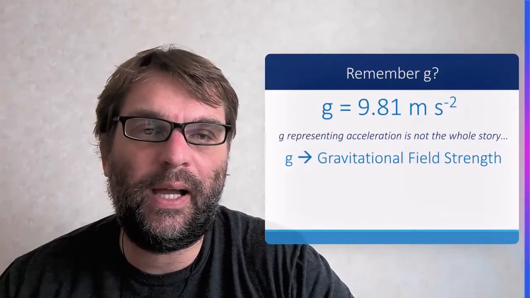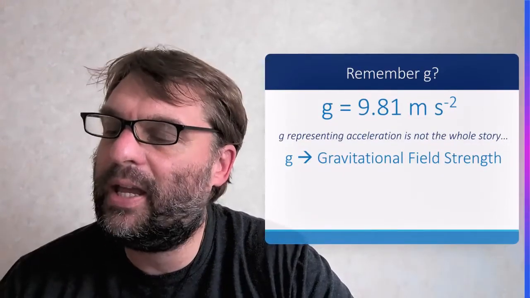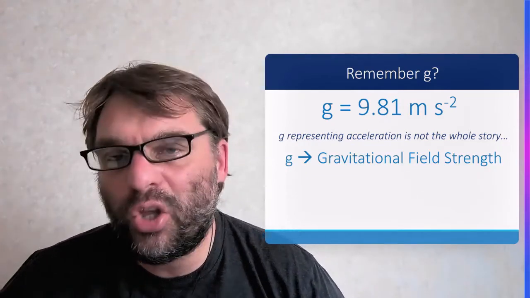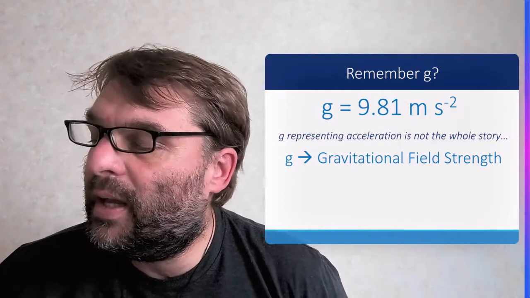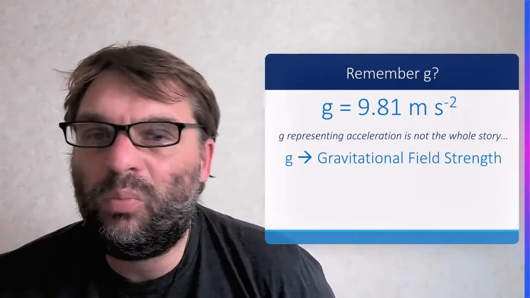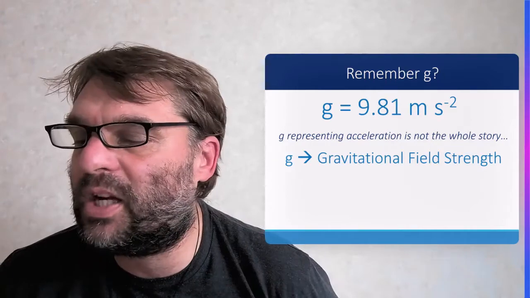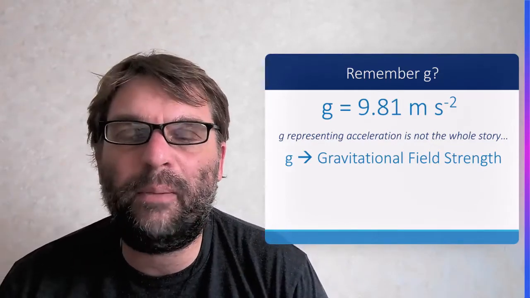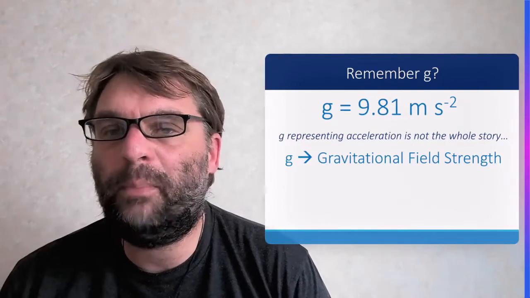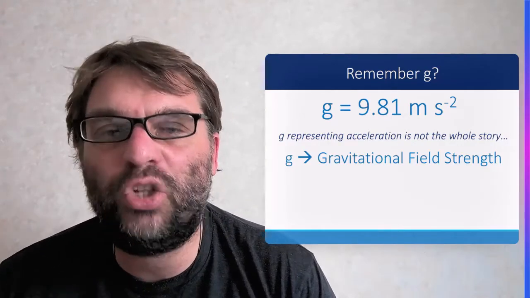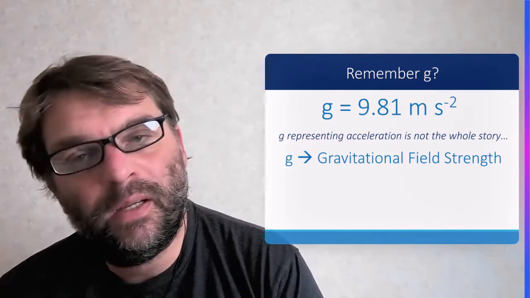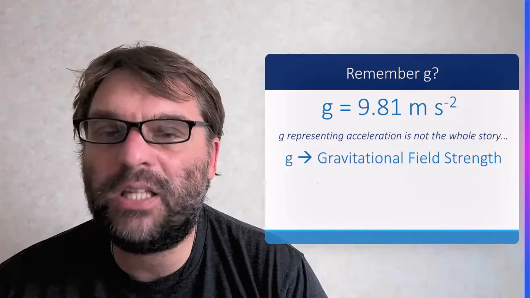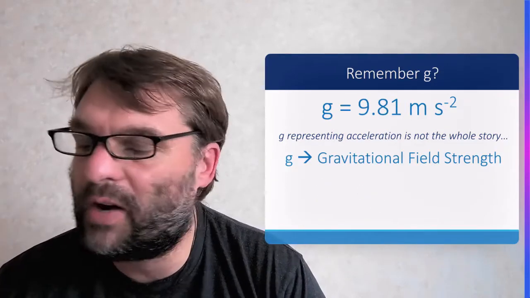So remember little g. Little g, of course, is 9.81 meters per second squared on Earth, or at least on the surface of the Earth. What you would have done last year is g as the acceleration due to gravity. But it's not quite the whole story when it comes to physics, because that little g is also the gravitational field strength. So the weight force is going to be mass times the acceleration due to gravity.